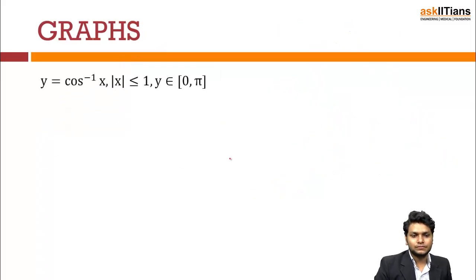Moving further, now I have y equals cos inverse x, where mod of x is less than or equal to 1, and the value that the function is going to give is from 0 to pi. Now why this? Suppose we had the function y equals cos x. I know from the definition of cos that y is going to range from minus 1 to 1.